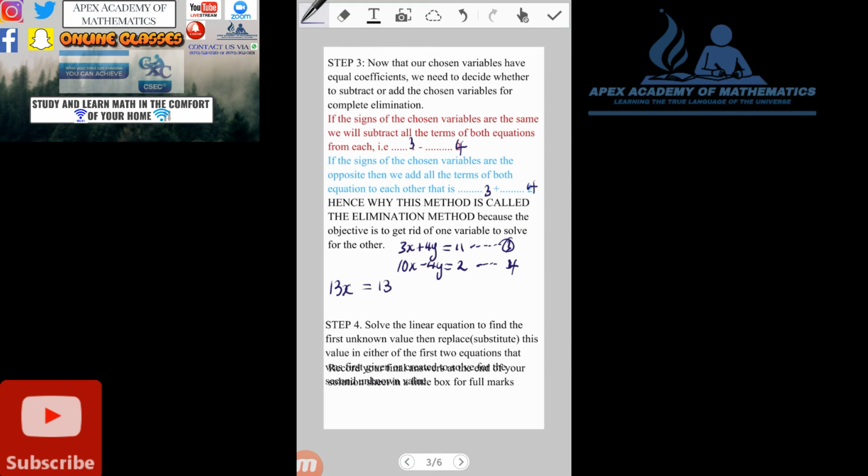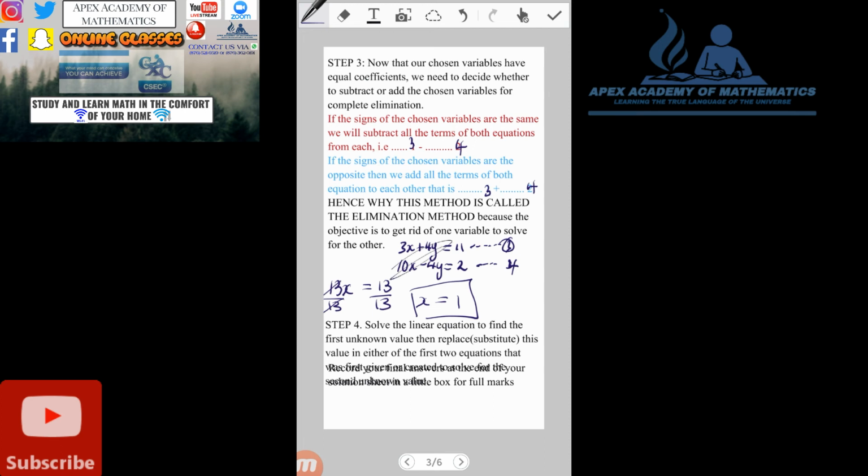Now we are going to simply divide both sides by 13. So we divide here by 13 and here by 13, and we get nicely that x is equal to 1. All right, so we have solved for our first unknown. x is equal to 1. As I said, this method is called the elimination method because our objective is to get rid of one of the variables so we can solve for the other. So I hope you got that part.